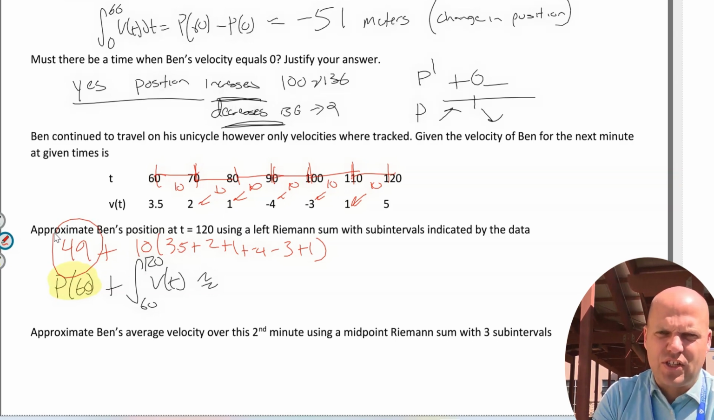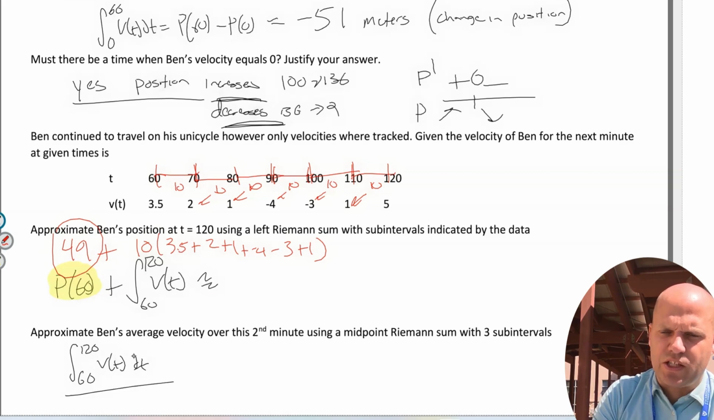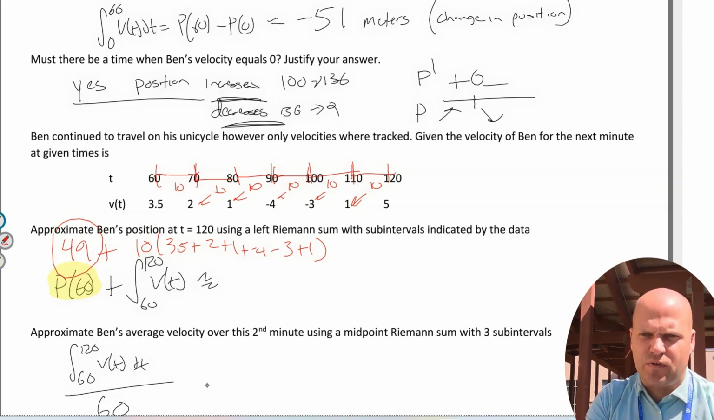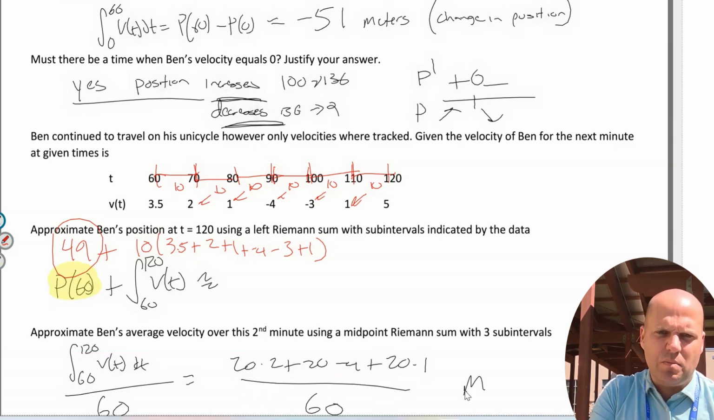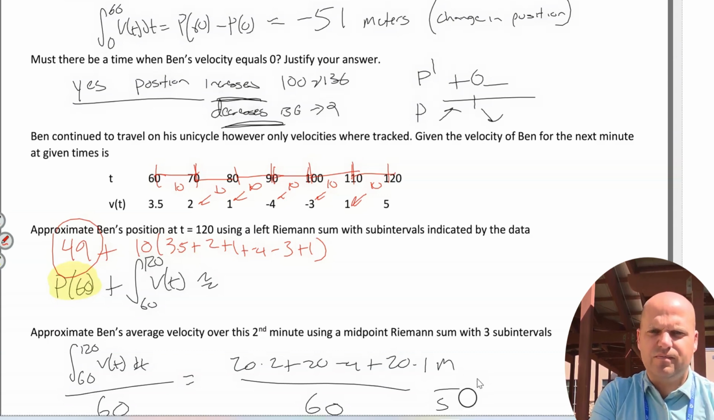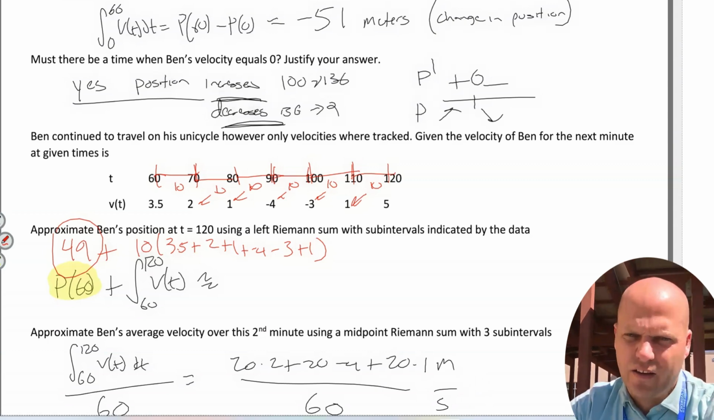What's your average velocity over the second minute using a midpoint Riemann sum? Oh, cool. Well, I want to accumulate my velocity to get my meters displaced on average over the time interval of seconds. So I'm going to use my midpoint Riemann sum, which is a 20 by 2 plus a 20 by -4 plus a 20 by 1, over 60, whatever that is. This will be meters displaced. This is seconds, meters per second. And find the value, use your calculator on that.